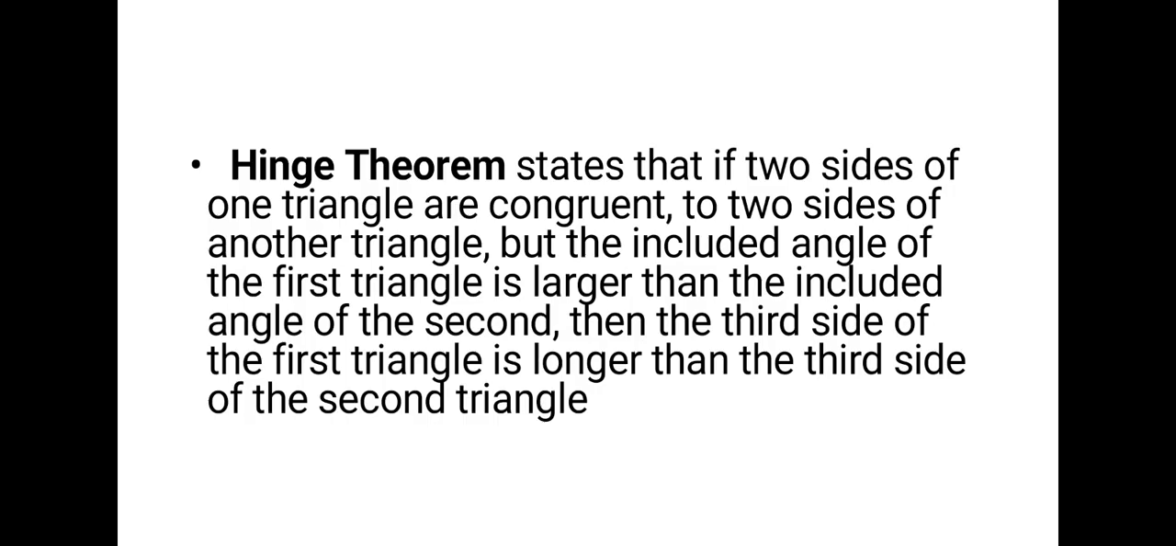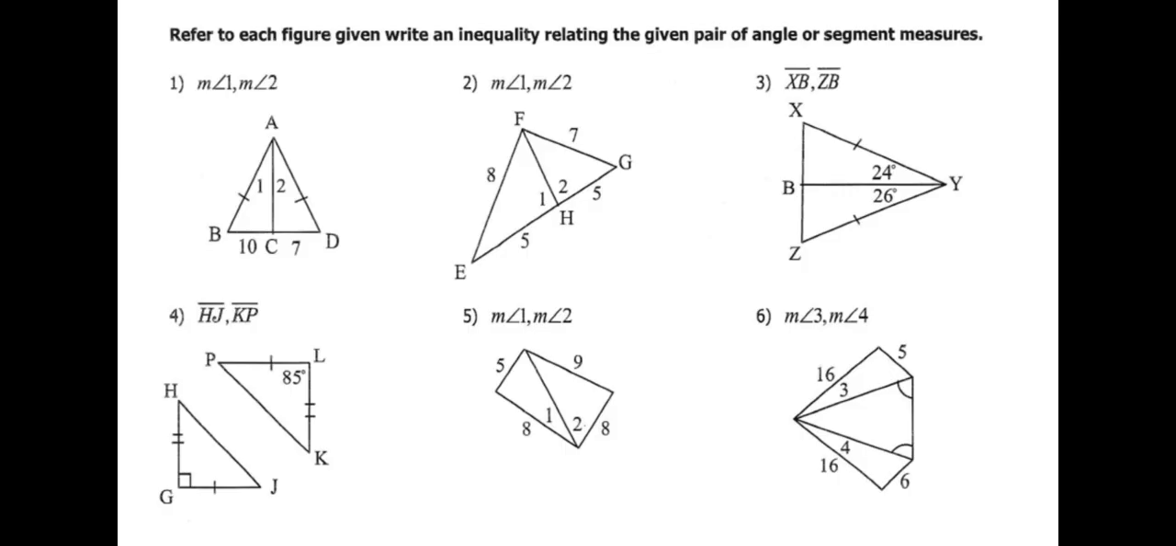So hinge theorem states that if two sides of one triangle are congruent to the two sides of another triangle, but the included angle of the first triangle is larger than the included angle of the second, then the third side of the first triangle is longer than the third side of the second triangle. So let's try to answer this one.